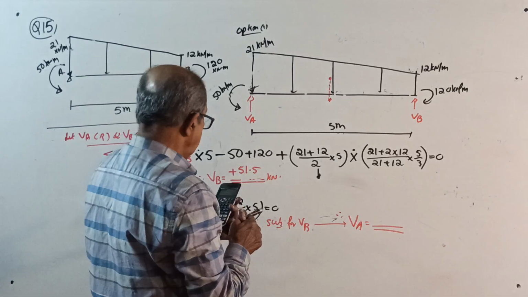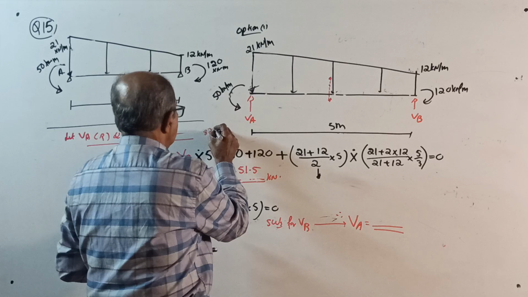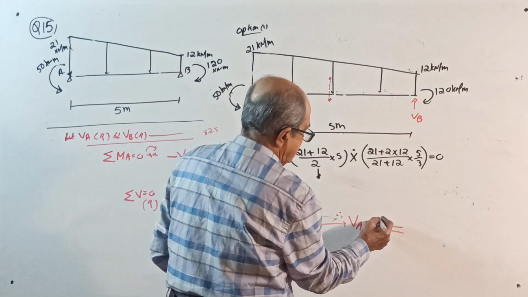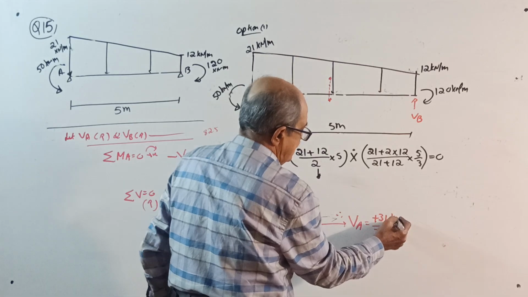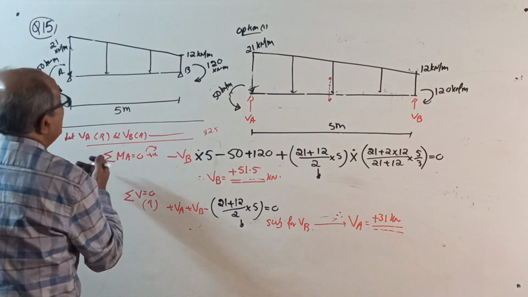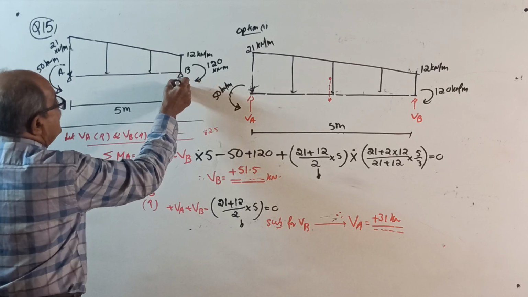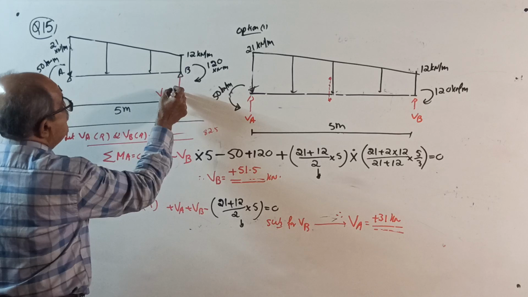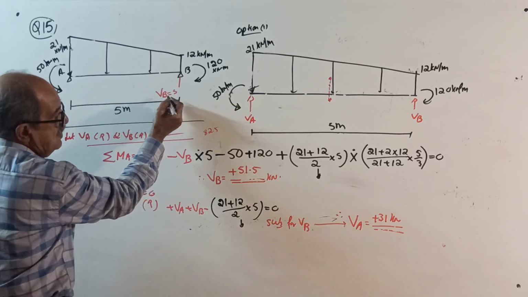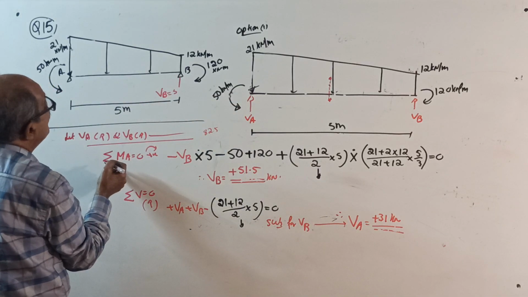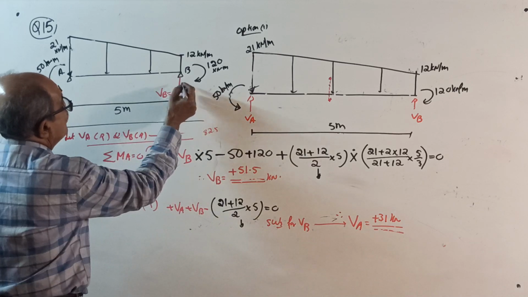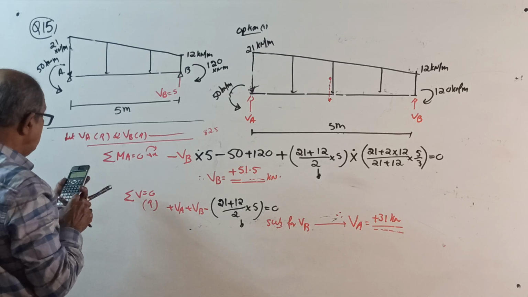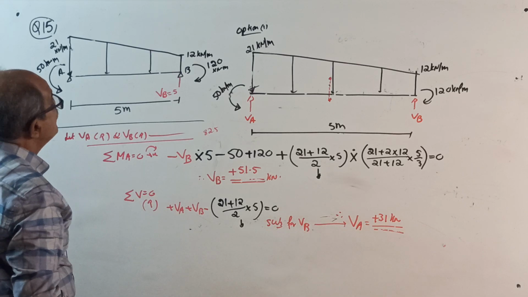Into 5, this total load is 82.5. Minus 51.5 gives 31 kilonewton. Therefore, now go back here: the reaction VB equals 51. Why so? VA is 31, that's all. Yes, okay, because a couple is there. 120 minus 50 divided by 5 is 14 kilonewton difference, due to the couple.